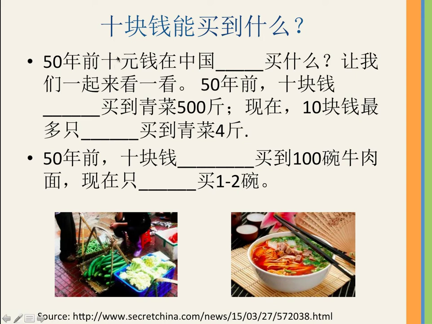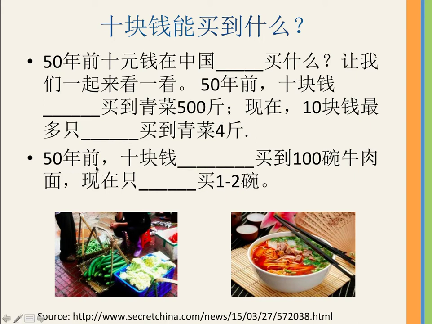50年前, 10元钱, 在中国 something, 买什么? So what can you buy? 让我们一起来看看. 50年前, 10块钱 something, 买到青菜500斤. 50 years ago, $10, you can get 500 pounds of vegetables. 现在 now, 10块钱最多只 something, 买到青菜4斤. Now $10 at the most, you get about 4 pounds of leafy vegetables. So we're talking about a can. What modal verb would you use?